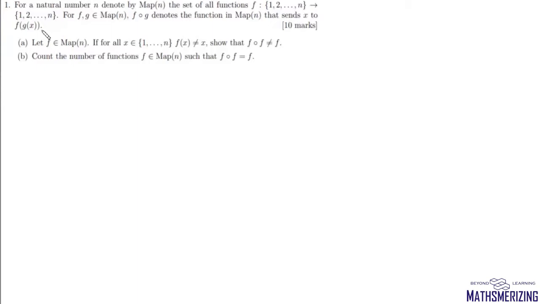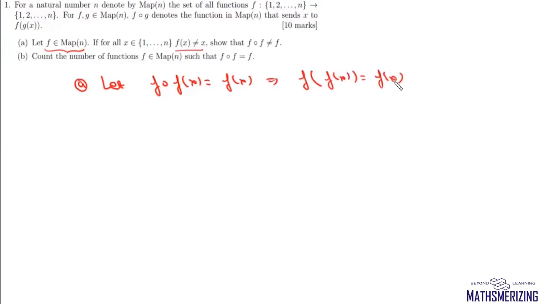Now this first question says, if for any f which belongs to this Map n, f x is unequal to x, then show that f of f is not equal to f. We'll prove this first result by contradiction. So let f of f x be equal to f x. So we can write f of f x is equal to f x.